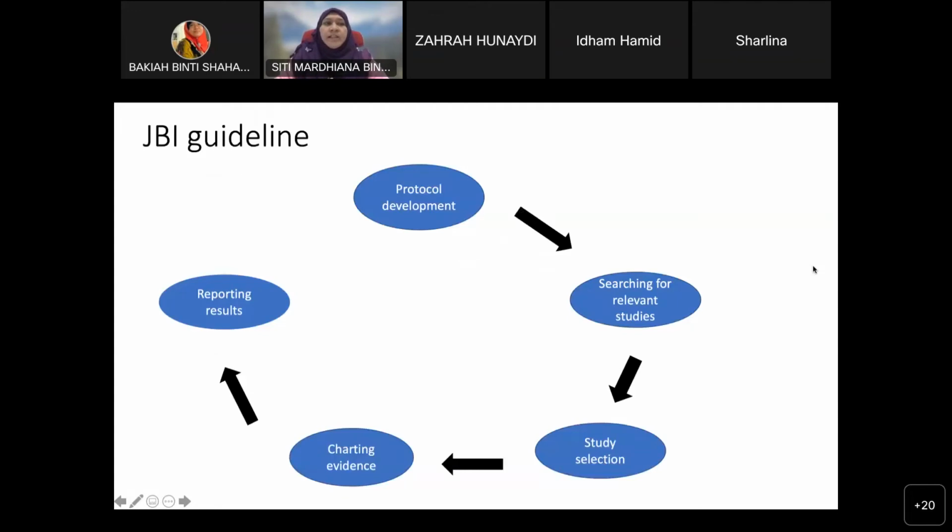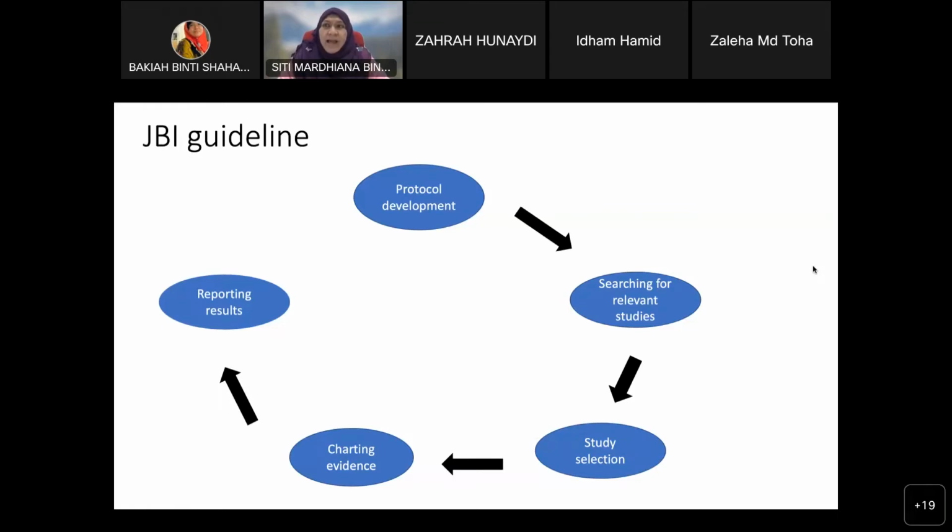For the JBI methods, for any scoping review, it's a must to develop a protocol before you start doing your scoping review. I do have people coming to me asking for opinions to publish a scoping review, but when I ask them for the protocol, none of them developed a protocol. Why I said it is important to develop this protocol is because it will guide you on how your scoping review will be.